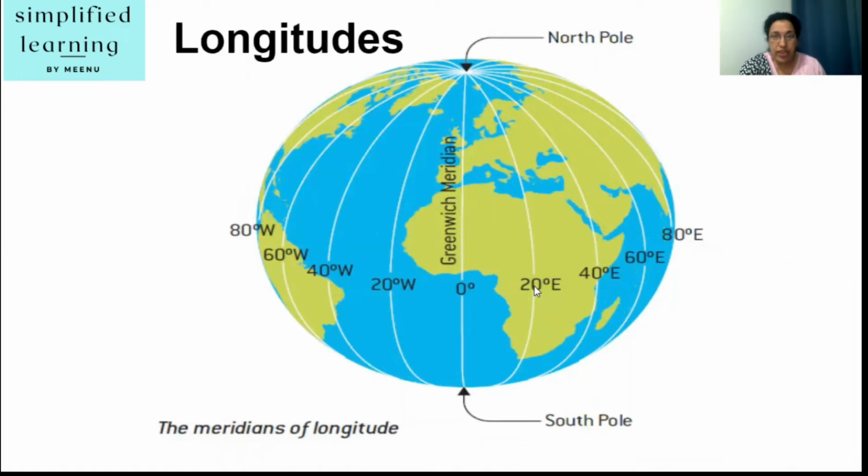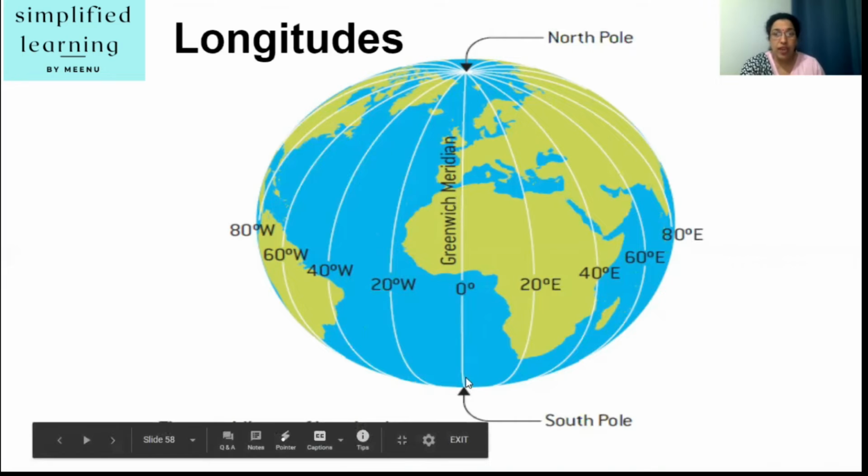For example, 20-degree east, 40-degree east, then 60-degree east, 80-degree east, and it goes on. Similarly, we write in the western hemisphere as 20-degree west, 40-degree west, 60-degree west, and 80-degree west, and we keep on going till the last longitude. Clear? So the prime meridian, 0-degree meridian, and the international date line are the two most important lines of longitude. The prime meridian is also called the Greenwich meridian as it passes through a place named Greenwich near London. It helps to determine time worldwide. Yes, longitudes help us to find time.